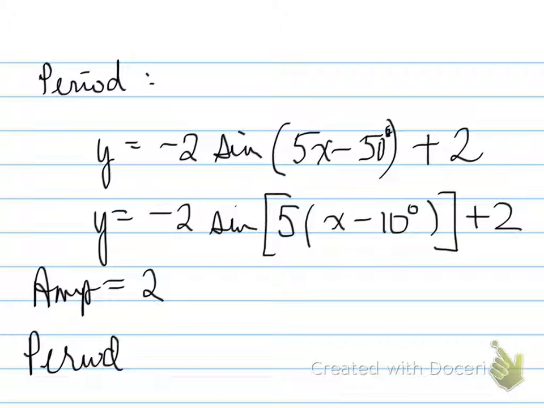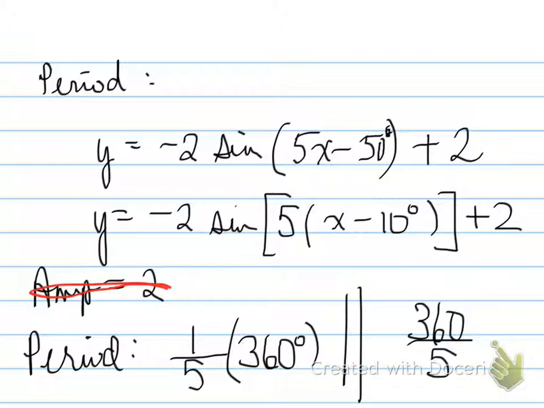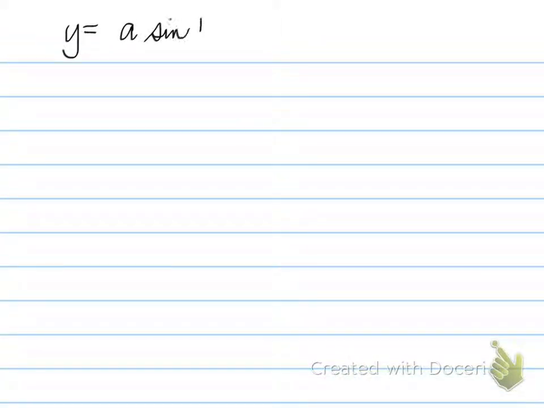The amplitude has nothing to do with the period, so we don't need it to answer this question. The period is 1 over k, which is 1 over 5, times 360. 1 over 5 times 360 is equal to 72 degrees. So the answer to this would have been 72 degrees. That's the period.